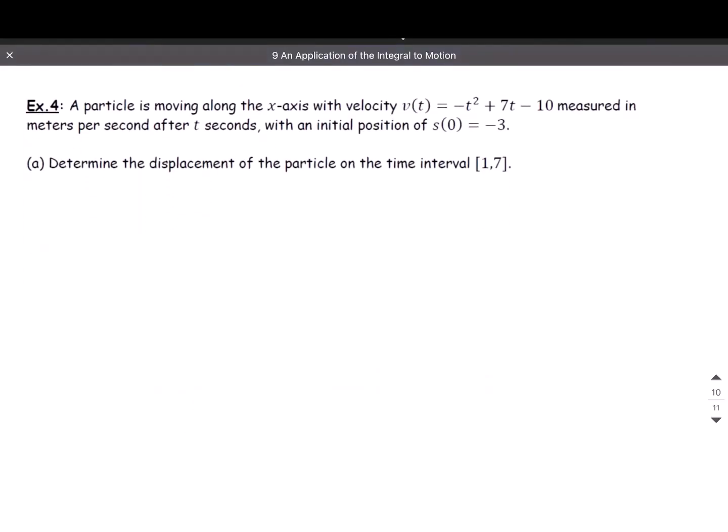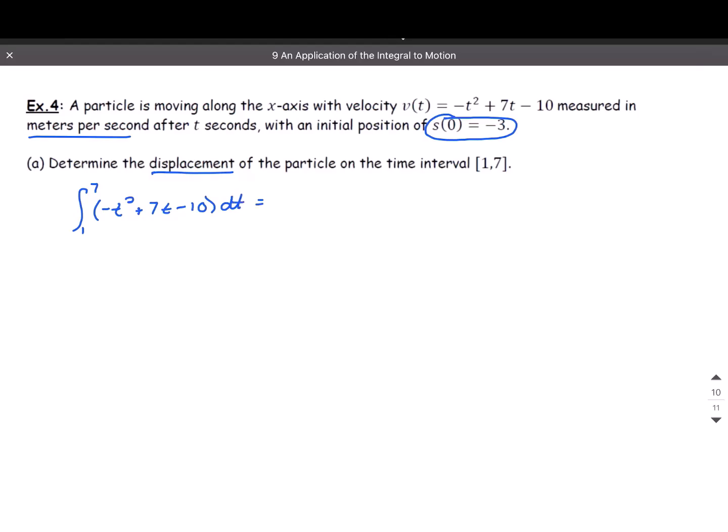Okay, so now let's try another one. A particle is moving along the x-axis with velocity v of t equals negative t squared plus 7t minus 10, measured in meters per second after t seconds, with an initial position of s of 0 equals negative 3. So we want to determine the displacement of the particle on the time interval from 1 to 7. So displacement is the simple integral, the integral from 1 to 7 of our velocity function, which is negative t squared plus 7t minus 10 dt.